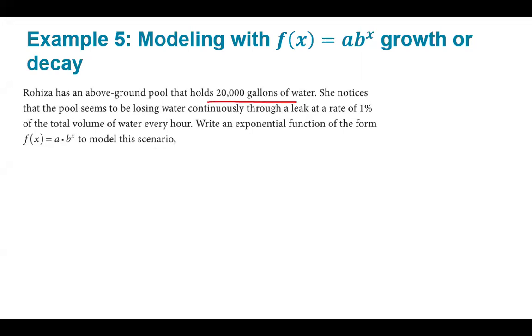So we have 20,000 gallons. That's our initial. She notices the pool seems to be losing water continuously through a leak at 1%. That's our decay rate, right? Because we're leaking, so we have a decay rate instead of a growth rate. The volume of water every hour, right? An exponential function of the form.